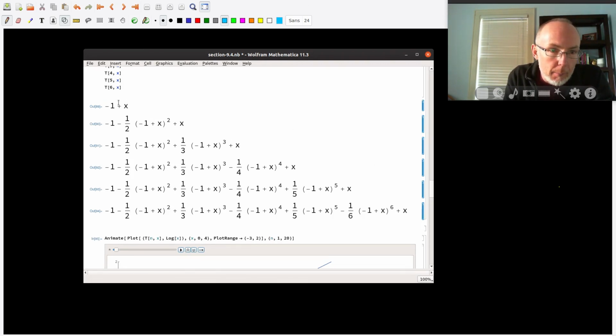And so that's precisely what you can see here. It's a bit mixed up. This is x minus 1. There's the x minus 1. Subtract a half of x minus 1 squared. And there's the x minus 1. Subtract a half x minus 1 squared plus a third of x minus 1 cubed.